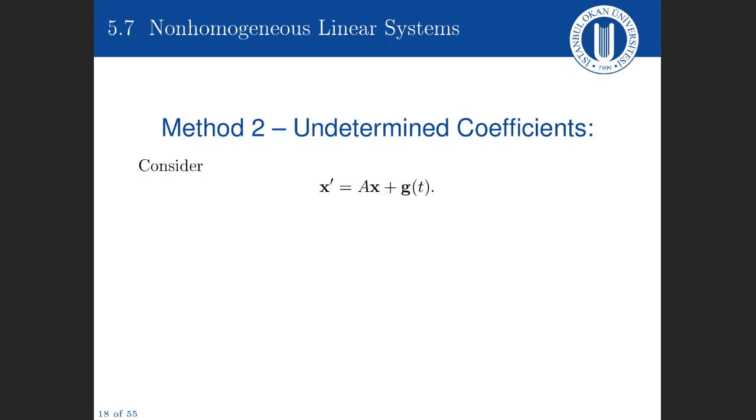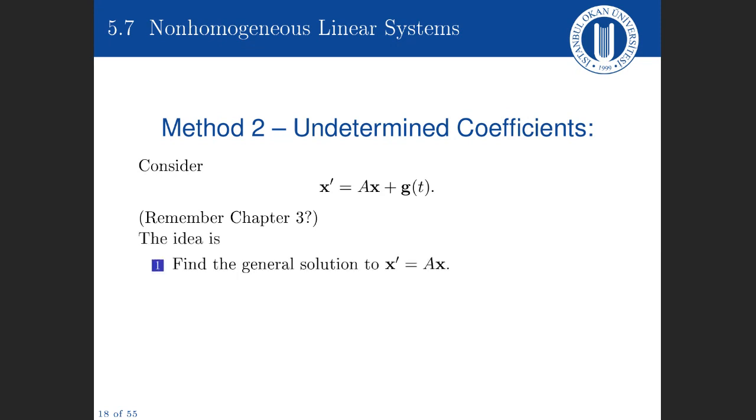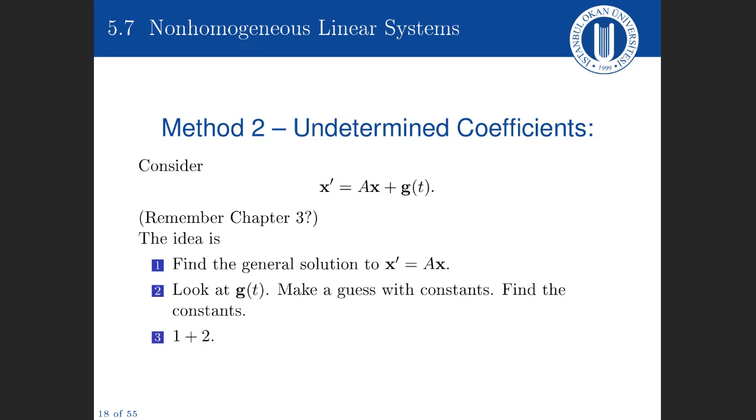Again, we're going to be considering x prime is equal to Ax plus g, where A is a square constant matrix. Do you remember what we did in chapter three? The idea is this. First, we find the general solution to the homogeneous equation. We're going to look at g, and we're going to make a guess with the constants, and then we're going to find the constants to get a particular solution. And then we're going to add these two together: the function we found in one plus the function that we found in two.